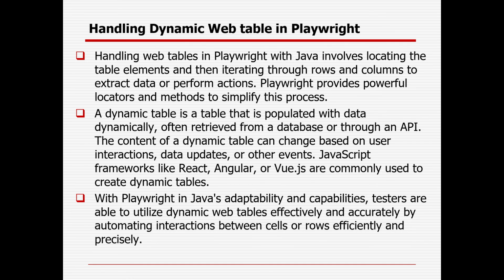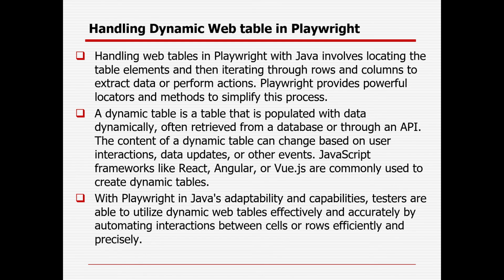So handling web tables in Playwright with Java involves locating the table element and then iterating through rows and columns to extract data and after that perform actions accordingly. Playwright provides powerful locators and methods to simplify this process.